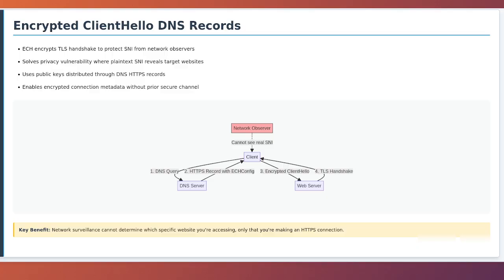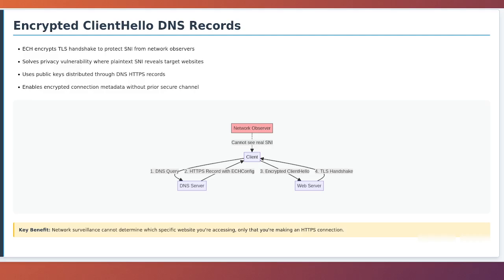When you connect to a website using HTTPS, the TLS handshake begins with a ClientHello message from your browser to the server. Historically, this ClientHello message contained the server name indication, or SNI, in plaintext, revealing which specific website you are trying to visit, even though the actual content would be encrypted. This plaintext SNI creates a significant privacy vulnerability.